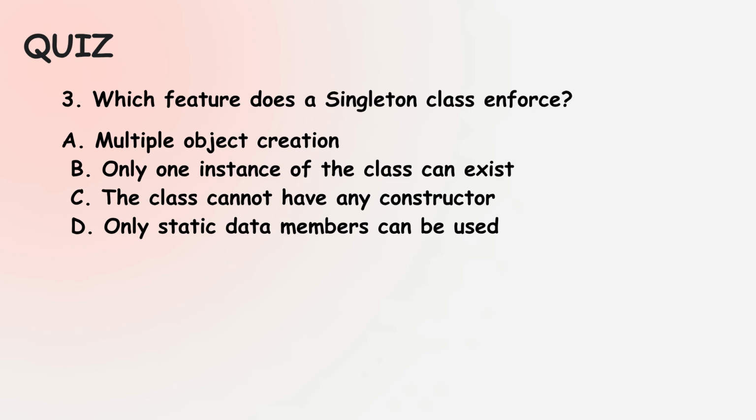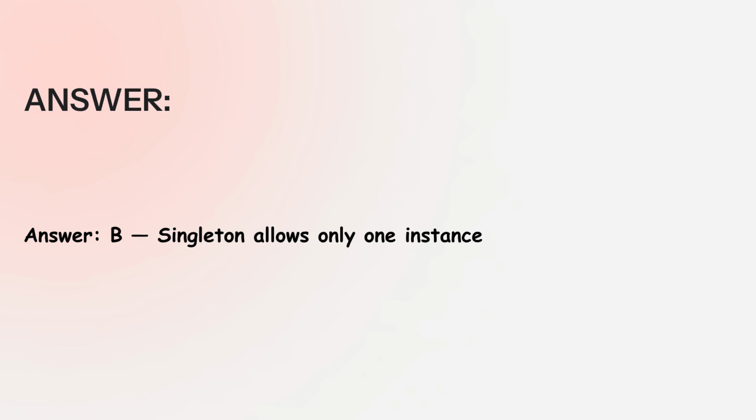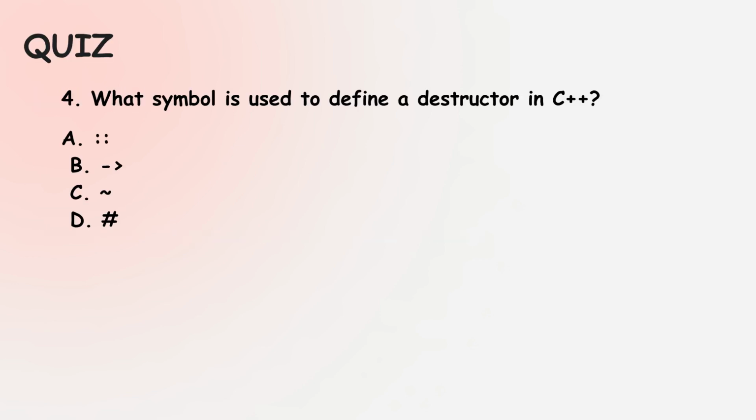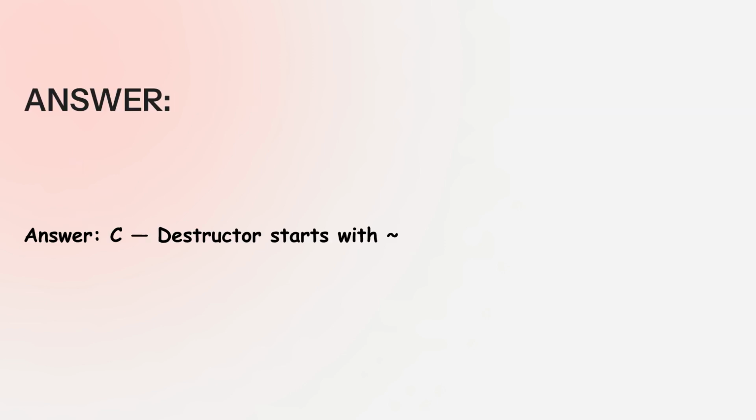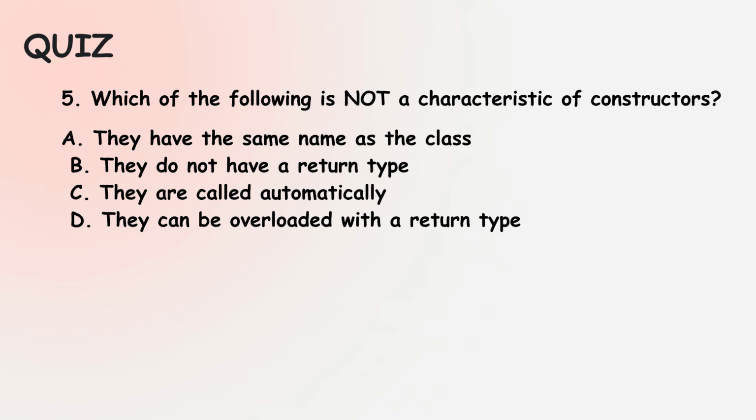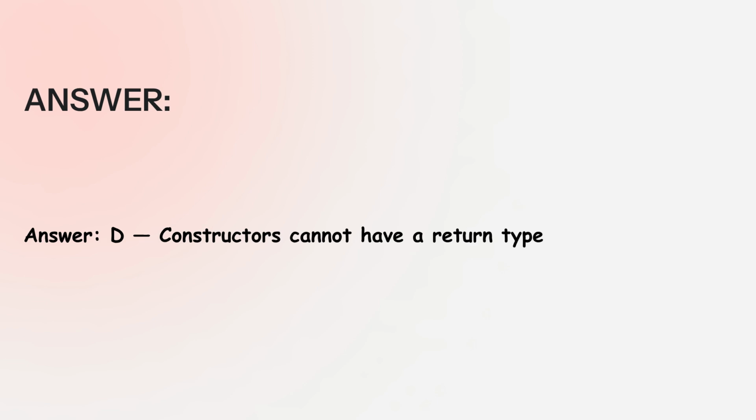Question 3. Which feature does a singleton class enforce? The correct answer is B. Only one instance of the class can exist. Question 4. What symbol is used to define a destructor in C++? The answer is C. The destructor starts with a tilde. Final question. Which of the following is not a characteristic of constructors? The answer is D. Constructors cannot have a return type.